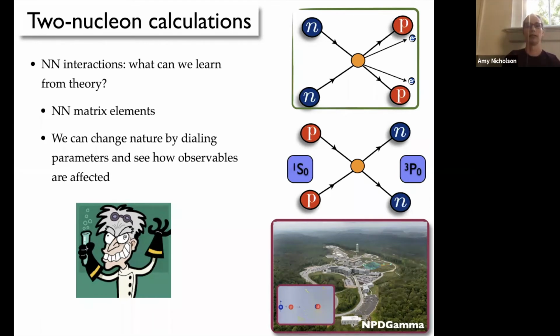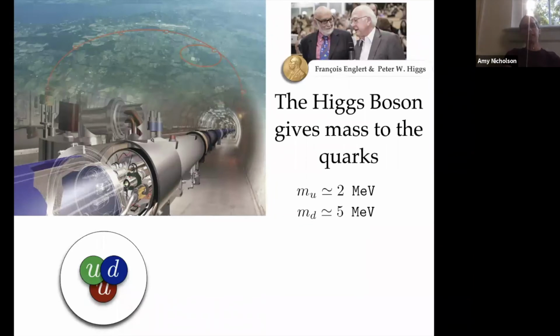Experimentalists are not allowed to change the charge of the electron, for example. But theorists can, because we can do what we want. So an example of this, which I like to tell to my students. What is a parameter in my theory that I can vary? So you can think about the mass of the quarks. So in nature, in the standard model, we know that the Higgs boson gives mass to the quarks.